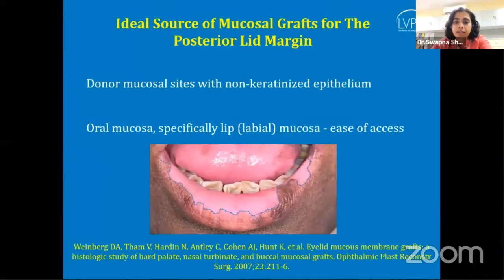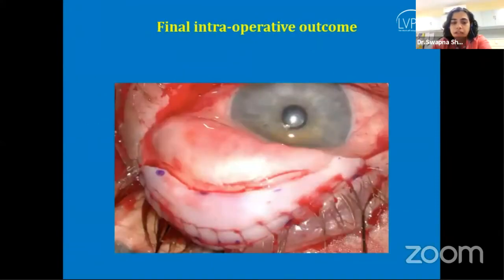So the ideal source is again any donor mucosal site with non-keratinized epithelium. We use the labial mucosa because the access is very easy for us, and buccal mucosa may be difficult to harvest. So the final intraoperative outcome looks something like this, where you can see that the outer lid margin is sutured with Vicryl, whereas on the inner lid margin we use fibrin glue, and there should be some gap here so that the tarsal conjunctiva can grow up till here and then it stops. So the ideal defect that you make should be larger than the graft that we are supposed to put.